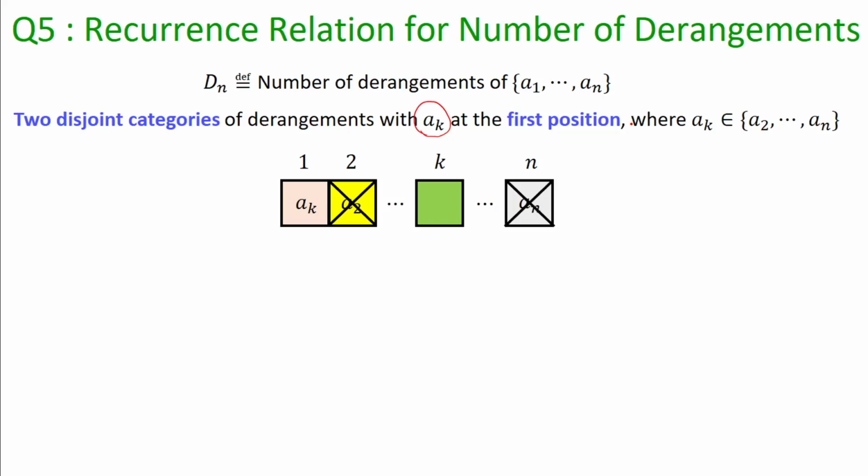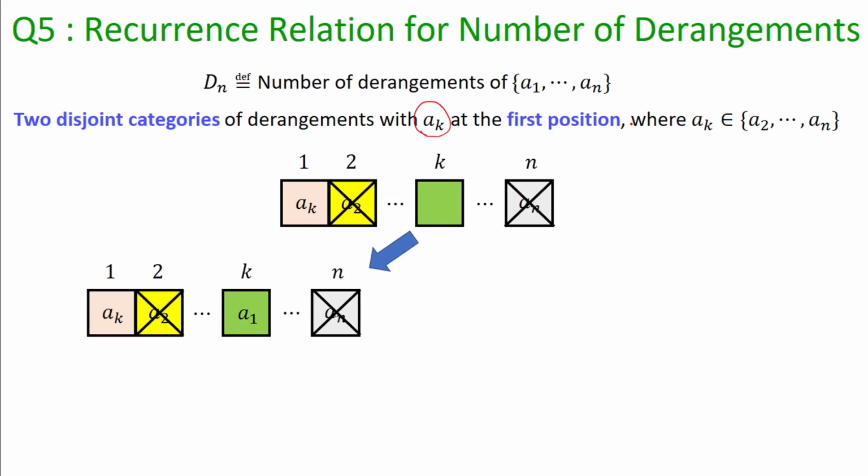Category 1, where the element a1 is occurring at the kth position. And remember, element a1 is allowed to occur at the kth position in a valid derangement, because at the kth position we are not putting ak. Ak has already occupied the first slot, and in the kth slot I can have either a2, or a3, or a4. So I am considering the case where at the kth position the element a1 is there.